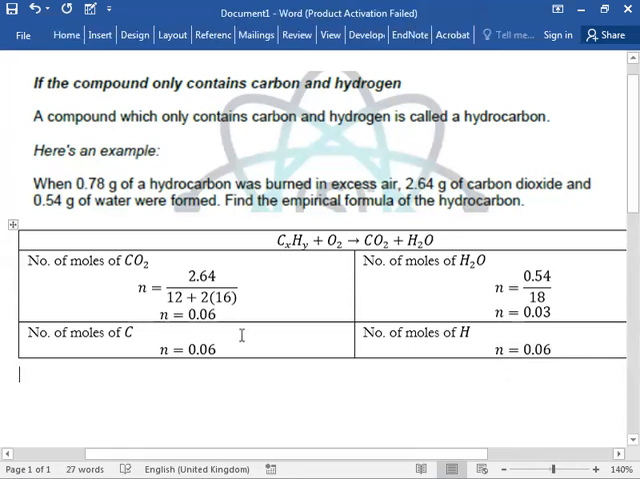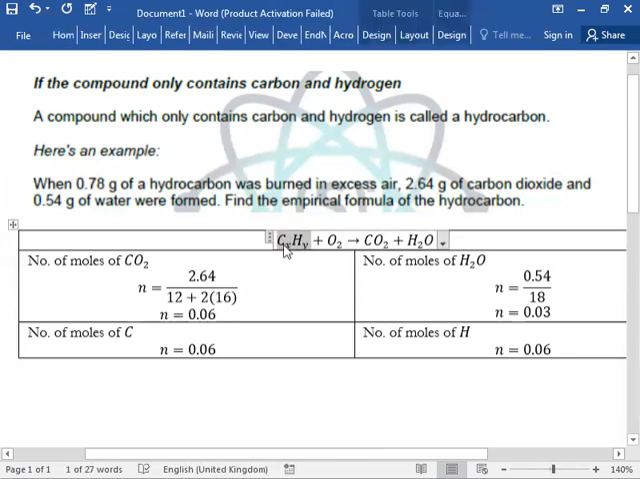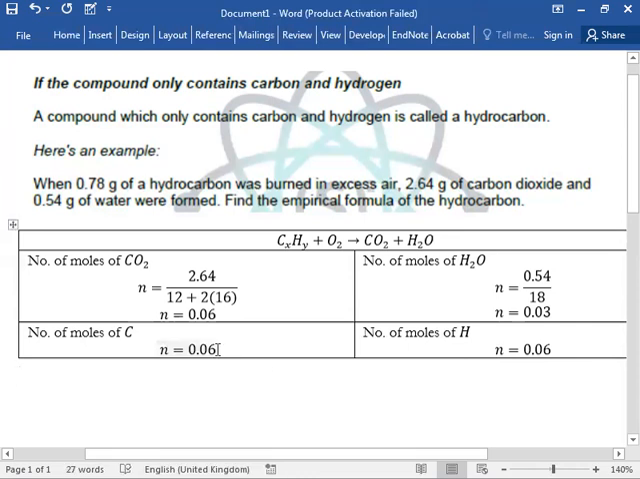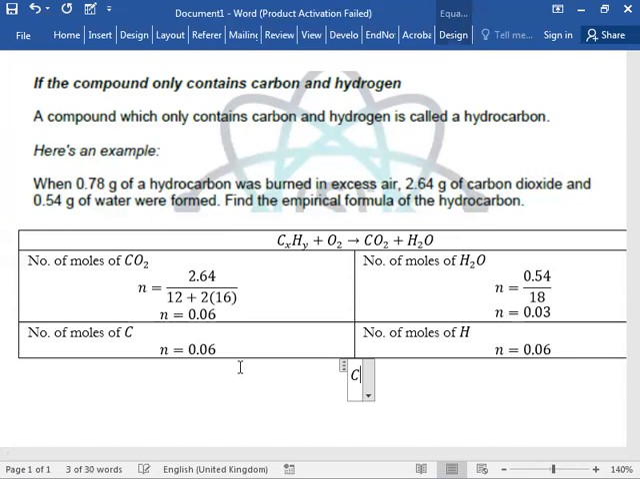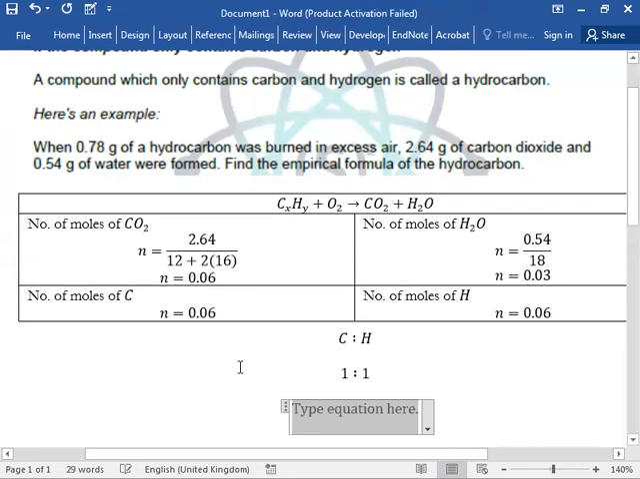And again, once the moles of carbon and hydrogen have come, remember we were trying to figure out this. Right? Which is the smaller number among the two? They are the same number, so you simplify them and you get the empirical formula of carbon to hydrogen is 1:1, which is CH.